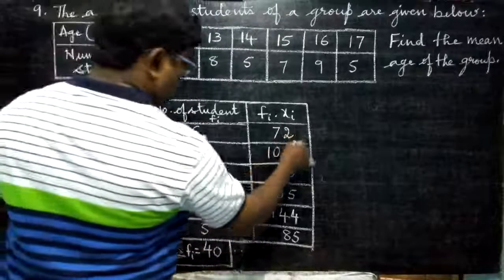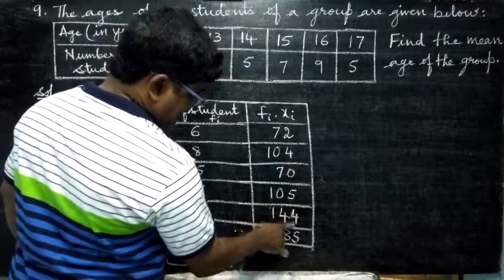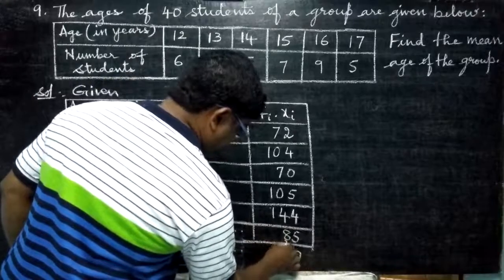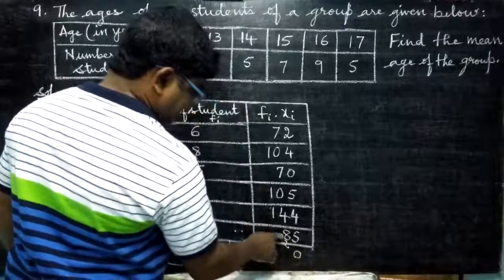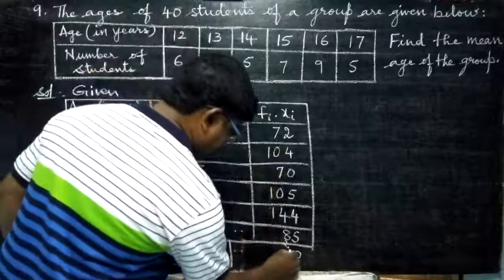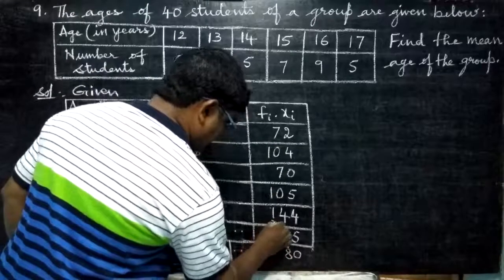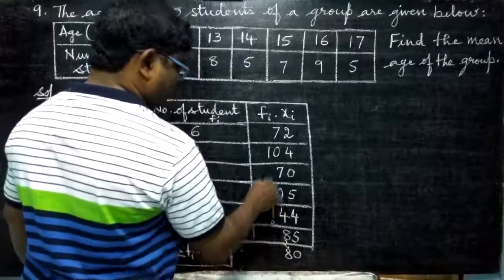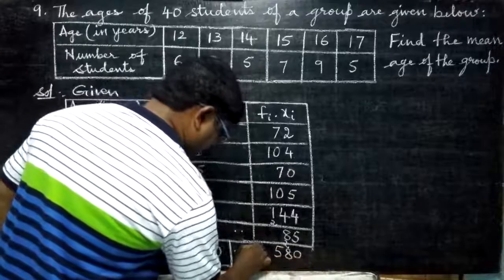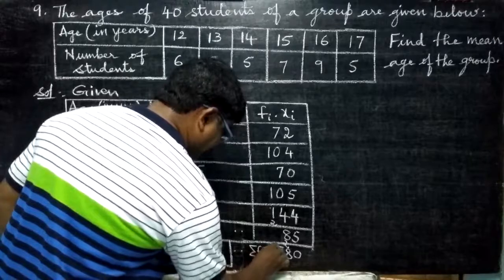Next, 2 plus 4 is 6. 6 plus 5, 11. 15, 20, 0, 2 here. 2. 10, 14, 21, 28. Here 8. Again here 2. 2 plus 1, 3, 4, 5. 580. What is this one? Sigma fi xi is equal to 580.